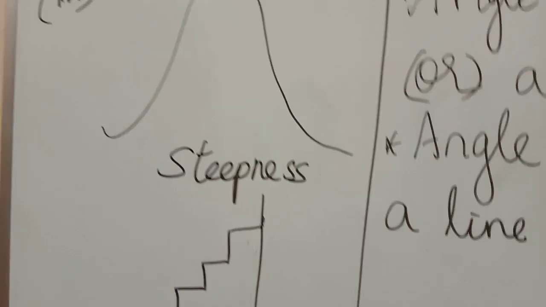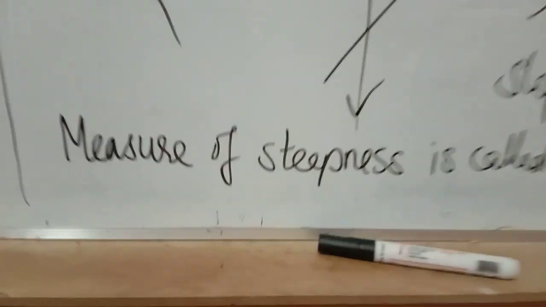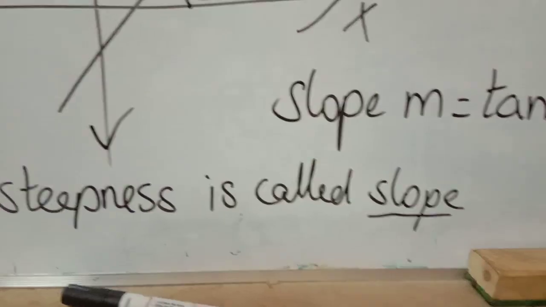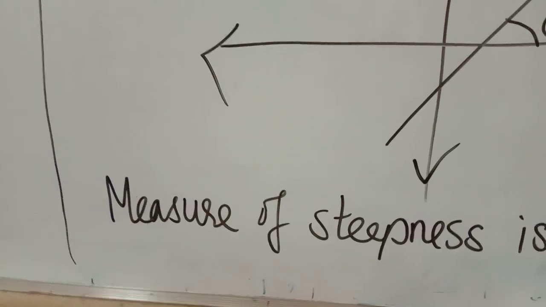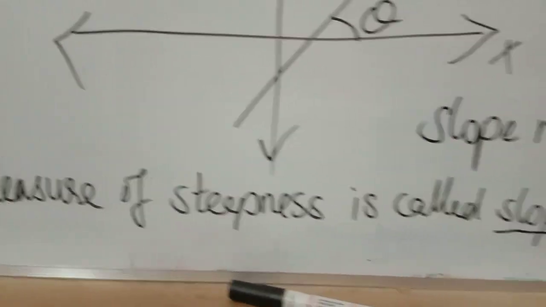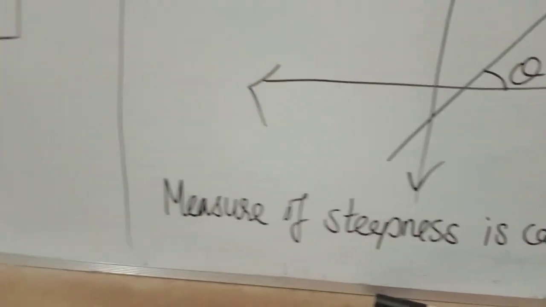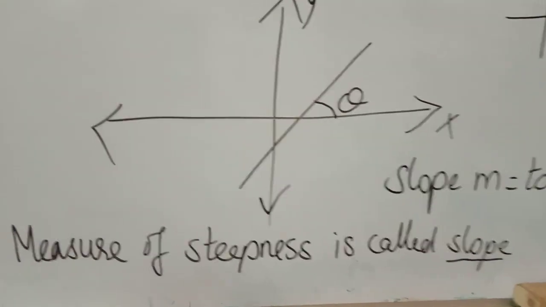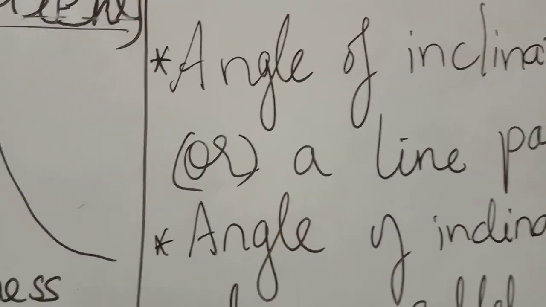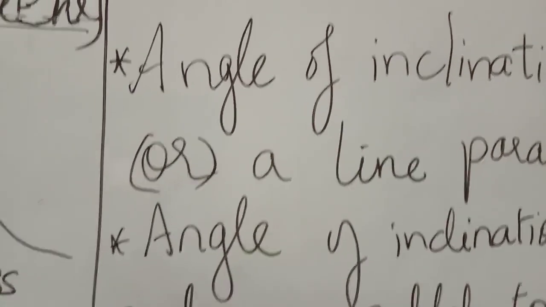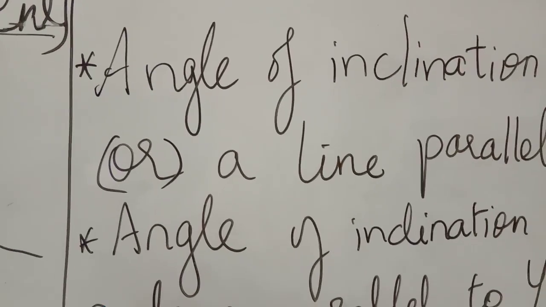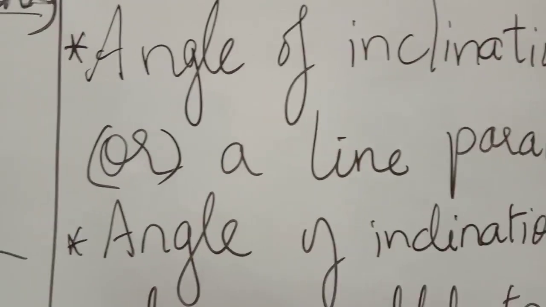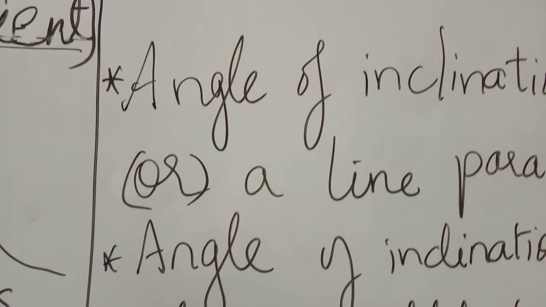So what is slope? Measure of steepness is called slope. If we are measuring the steepness, that measurement is called slope. Now, we must know the angle of inclination before we enter into the concept of slope. What is the meaning of angle of inclination?